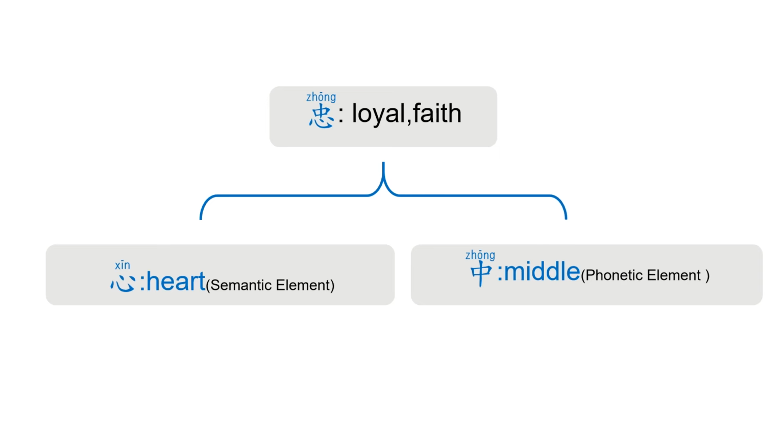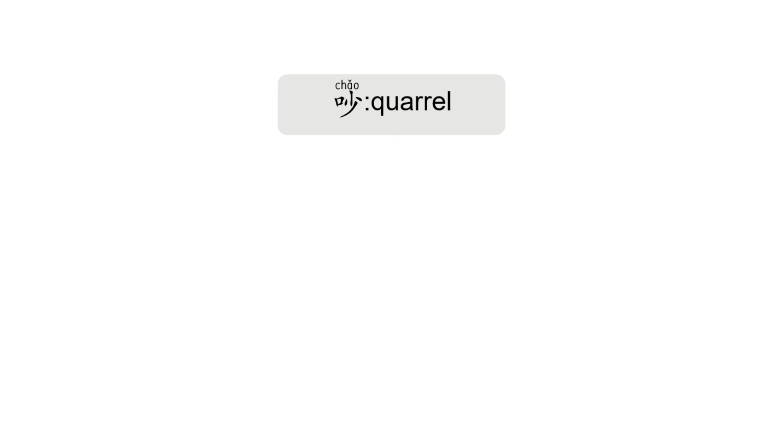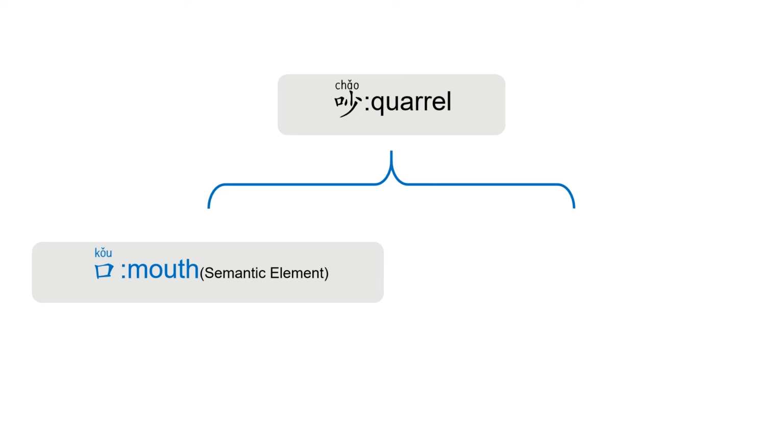Because the pronunciation of Chinese characters has changed over hundreds and thousands of years, the pronunciation of pictophonetic characters is not always 100% the same as their phonetic elements. For example, this character 吵, which means quarrel, make a noise, is composed of the semantic element 口, mouth, and the phonetic element 少, few. We can say the pronunciation of 吵 is not the same as its phonetic element 少.